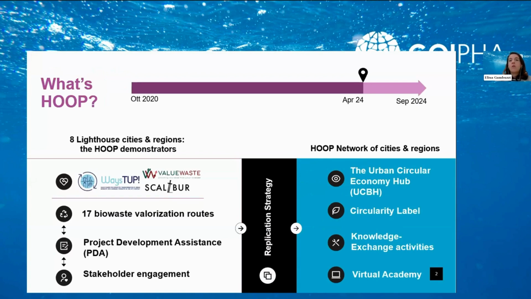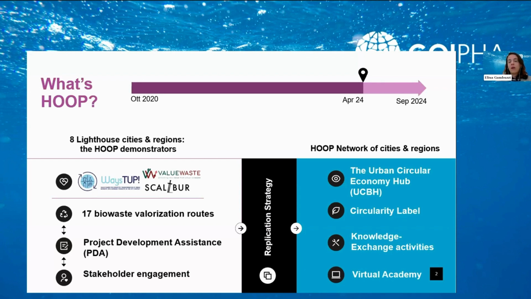The HOOP project is a Horizon 2020 innovation action. We are not innovating on technologies themselves, we are innovating on the ways that territories, especially cities and regions, are implementing circular bioeconomy solutions. So you see from this slide that we have two blocks, two pillars. One is the work that we are doing with the lighthouses. The core of this work is the project development assistance. And then there is the replication strategy.